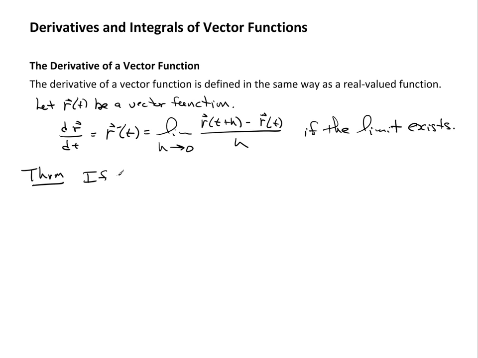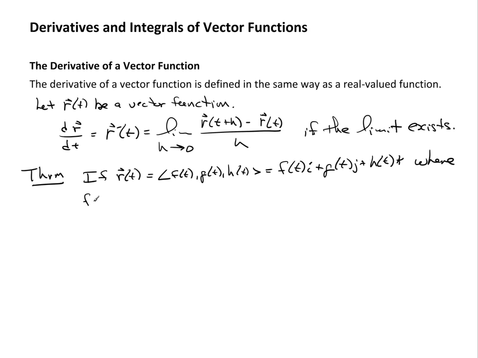If r of t equals f of t, g of t, h of t, which obviously equals f of t i plus g of t j plus h of t k, where f, g, and h are all differentiable functions.